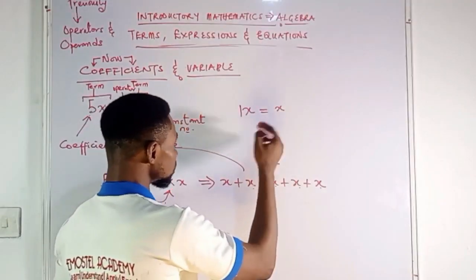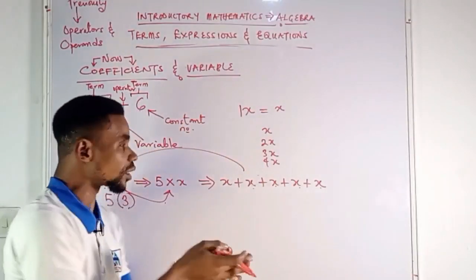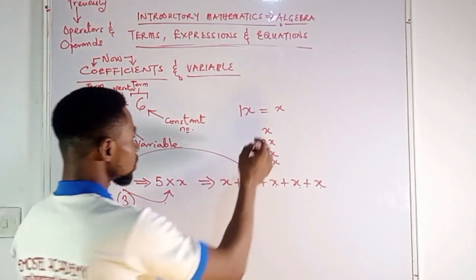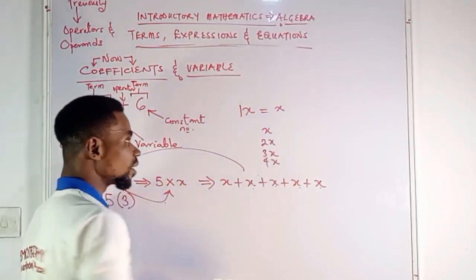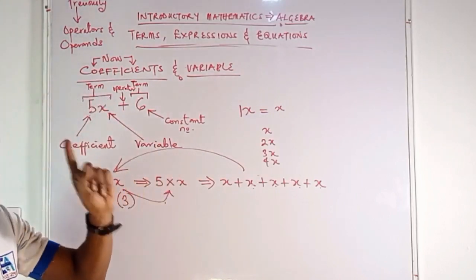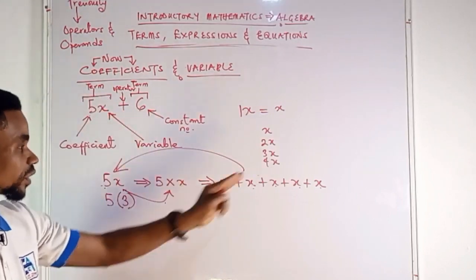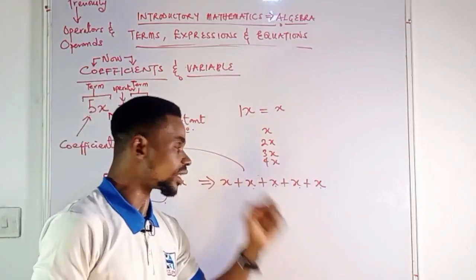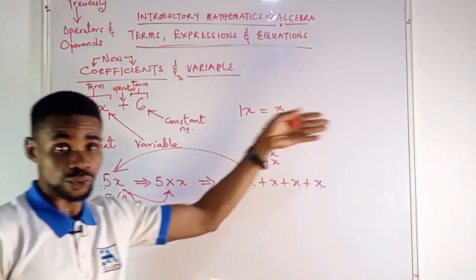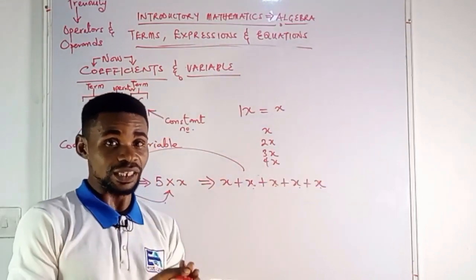But in the real sense, in the background, you see it as 1x. There's an invisible 1 there, okay? So x, 1 of it stands as x, 2 of it is 2x, 3 of it is 3x, 4 of it adding each other is what? 4x, and the trend goes on and on. I believe you get that scope.